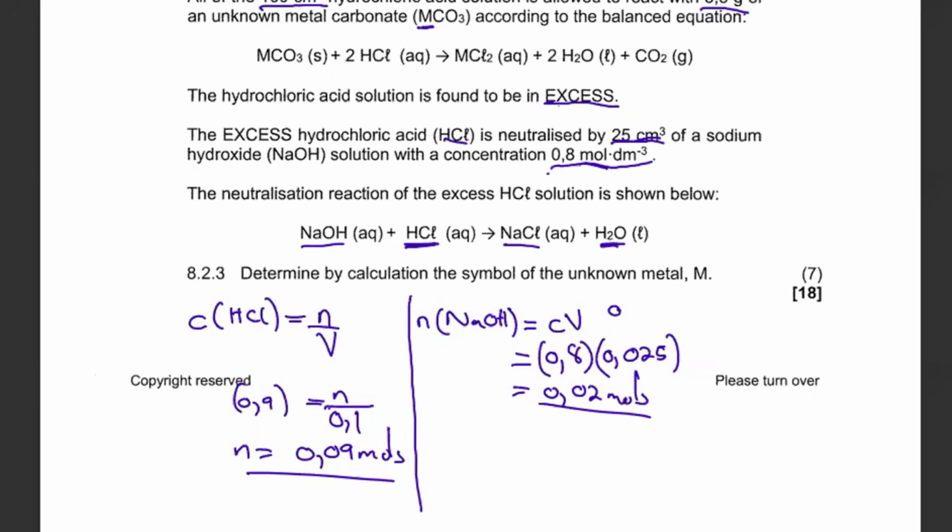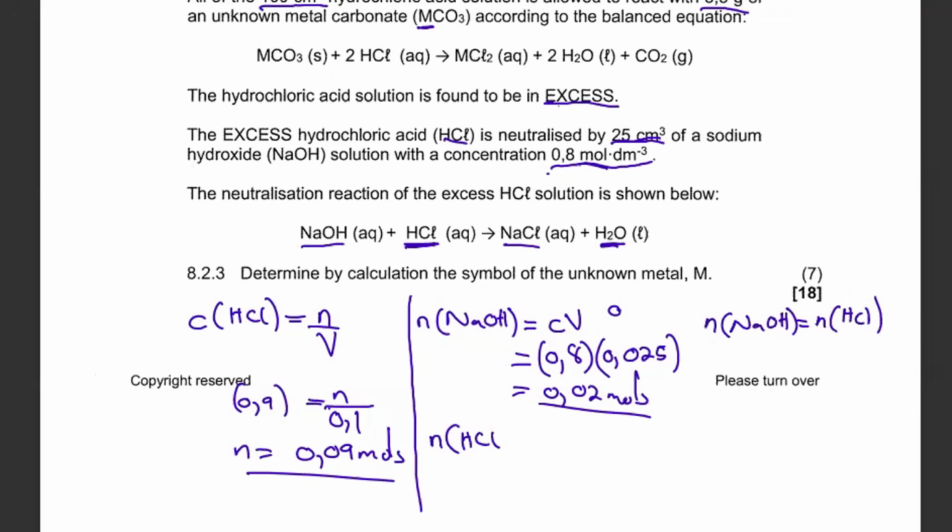So now, how much of it reacted? Let's look at the number of moles of HCl that actually reacted. Remember, n of sodium hydroxide is going to be equivalent to the number of moles of what? Of HCl. The one that is actually going to what?